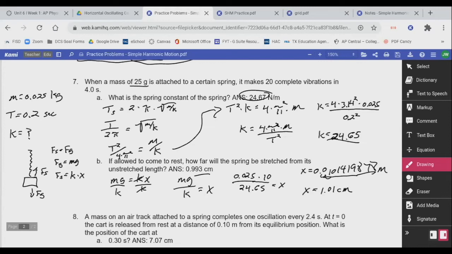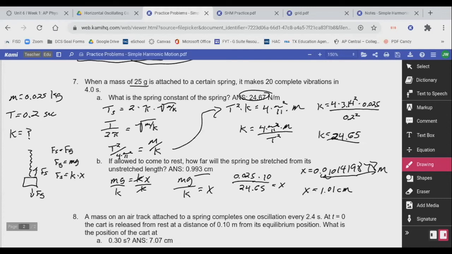Let's see. One question about 7A. Yes. The answer is 24.6. Would that be around 2.467? I got 24.65 was the answer I got.